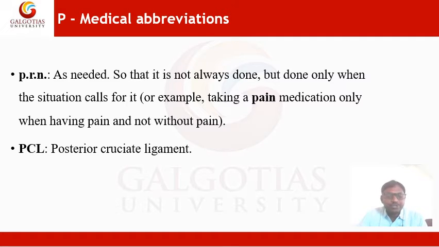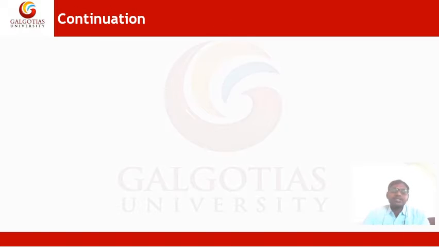PCL means the posterior cruciate ligament. Posterior cruciate ligament, that is the back side. The posterior means the back side. That is one of the anatomical terminologies.